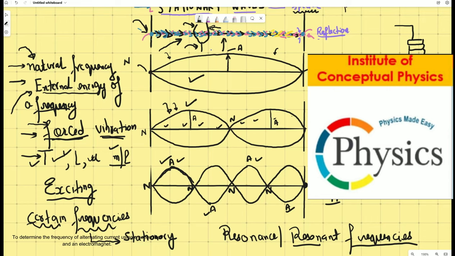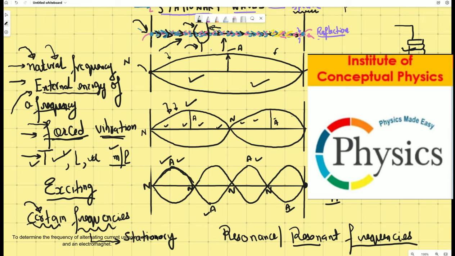Again repeating, if you want to excite a wire under tension using this weight, of a certain material, length and mass density, to produce stationary waves, you need a certain frequency to excite the wire. If this external excitation of a certain frequency does not match the natural frequency of the wire, you will not be able to excite the wire to produce any standing waves. It's a waste. The total energy will get wasted.